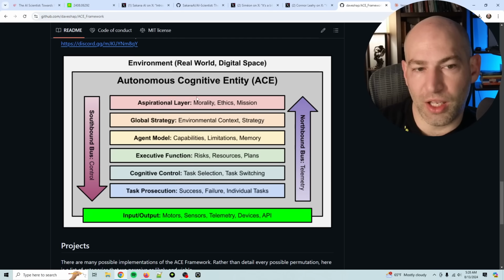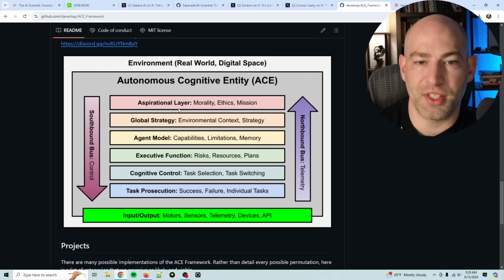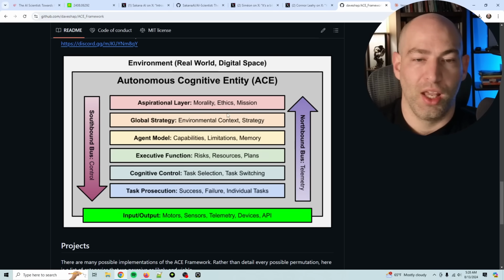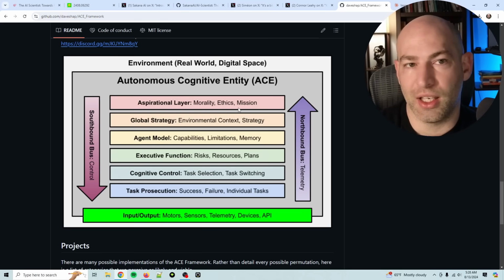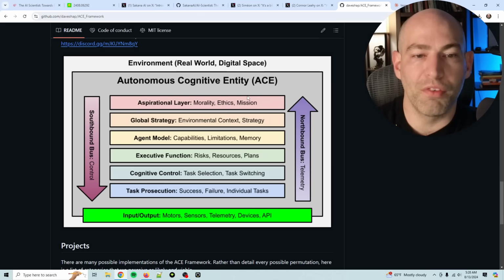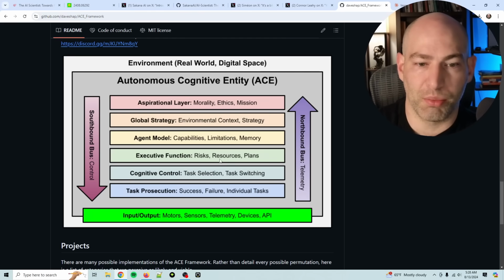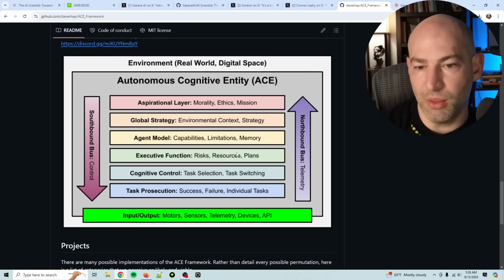But you see that in the ACE framework, we put the morality, ethics, and mission at the very top. So this is the global supervisor layer, or universal supervisor layer, which if you don't put that in your architecture, of course it's going to do unsafe things, or it's going to do chaotic things. It's going to stupidly pursue a single utility function. But again, this is well studied.